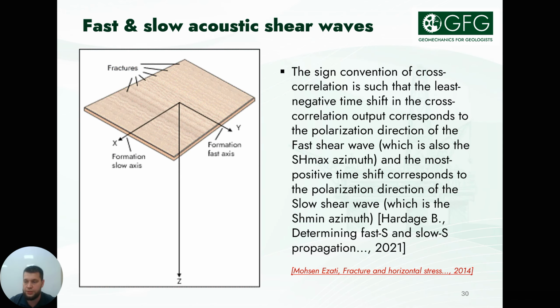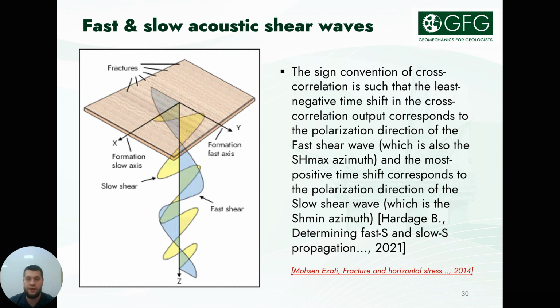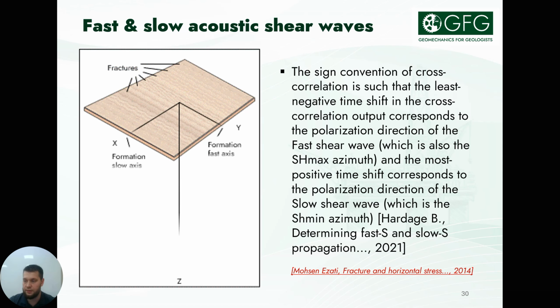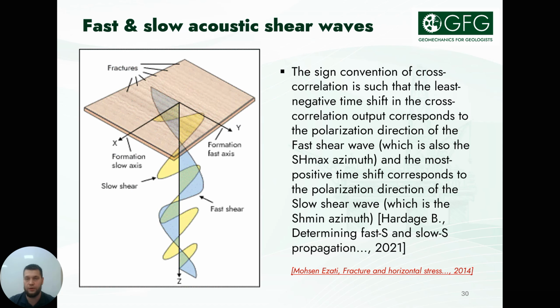Separately, it is worth focusing on the cross-dipole acoustic logging. The feature of shear waves is the polarization. Due to the polarization of shear waves, they are divided into the fast and slow shear waves. The least negative time shift corresponds to the polarization direction of the fast shear waves, which is also the SHmax azimuth, and the most positive time shift corresponds to the polarization direction of the slow shear wave, which is the SHmin azimuth.